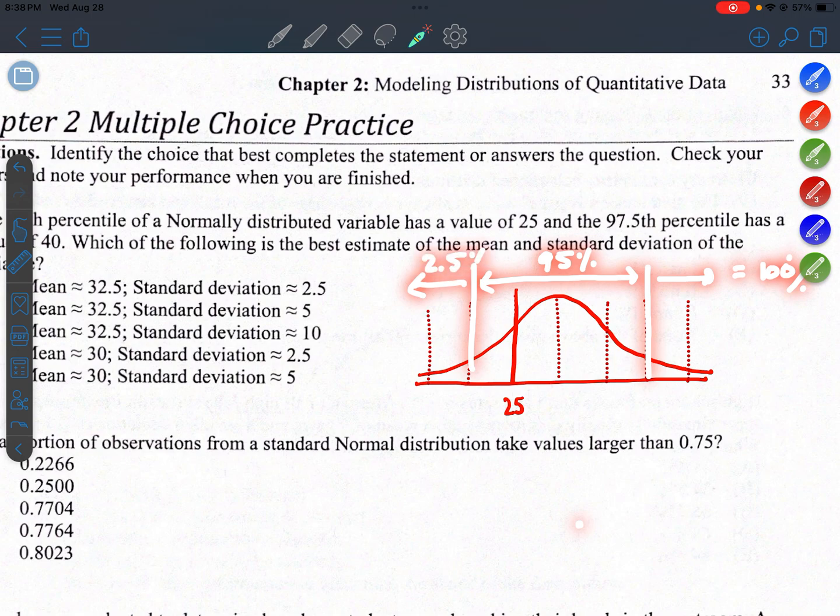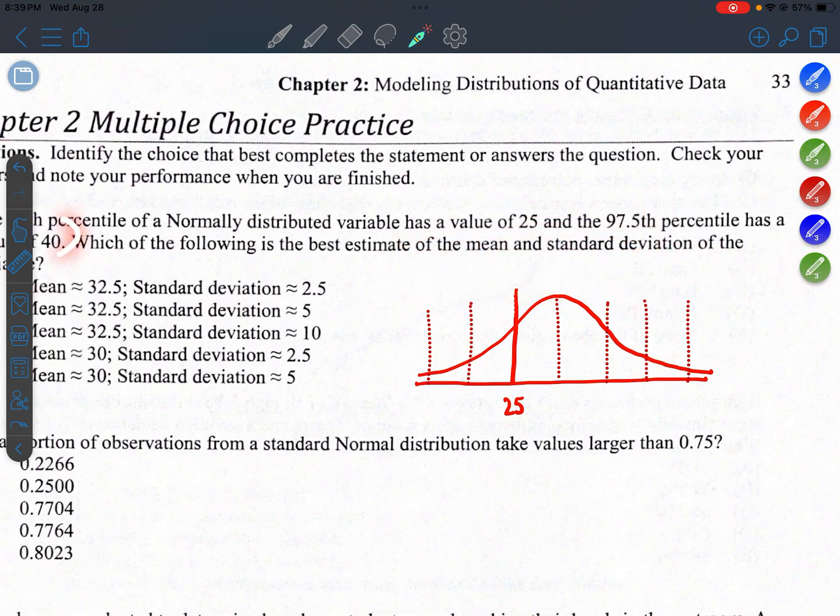2.5% there and 2.5% there. If you combine those two regions together, you get 97.5%. So this value right here is the 97.5 percentile, which according to the description would be the value 40. So this value here is 40.